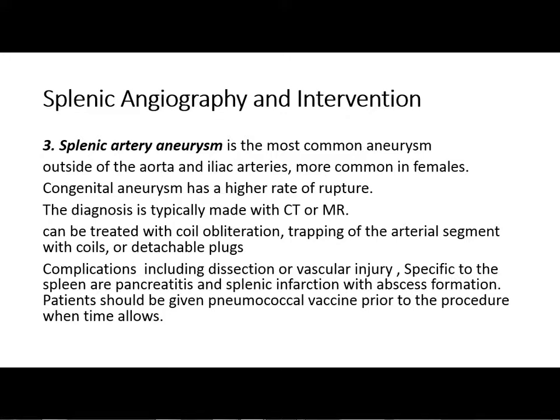Splenic artery aneurysm is the most common aneurysm outside of the aorta and iliac artery, most common in females. Congenital aneurysm has a higher rate of rupture. The diagnosis is typically made with CT or MR. It can be treated with coil obliteration, trapping of the arterial segment with coil or detachable plug. Complications include dissection or vascular injury specific to the spleen, pancreatitis, and splenic infarction with abscess formation. Patients should be given pneumococcal vaccine prior to the procedure when time allows.